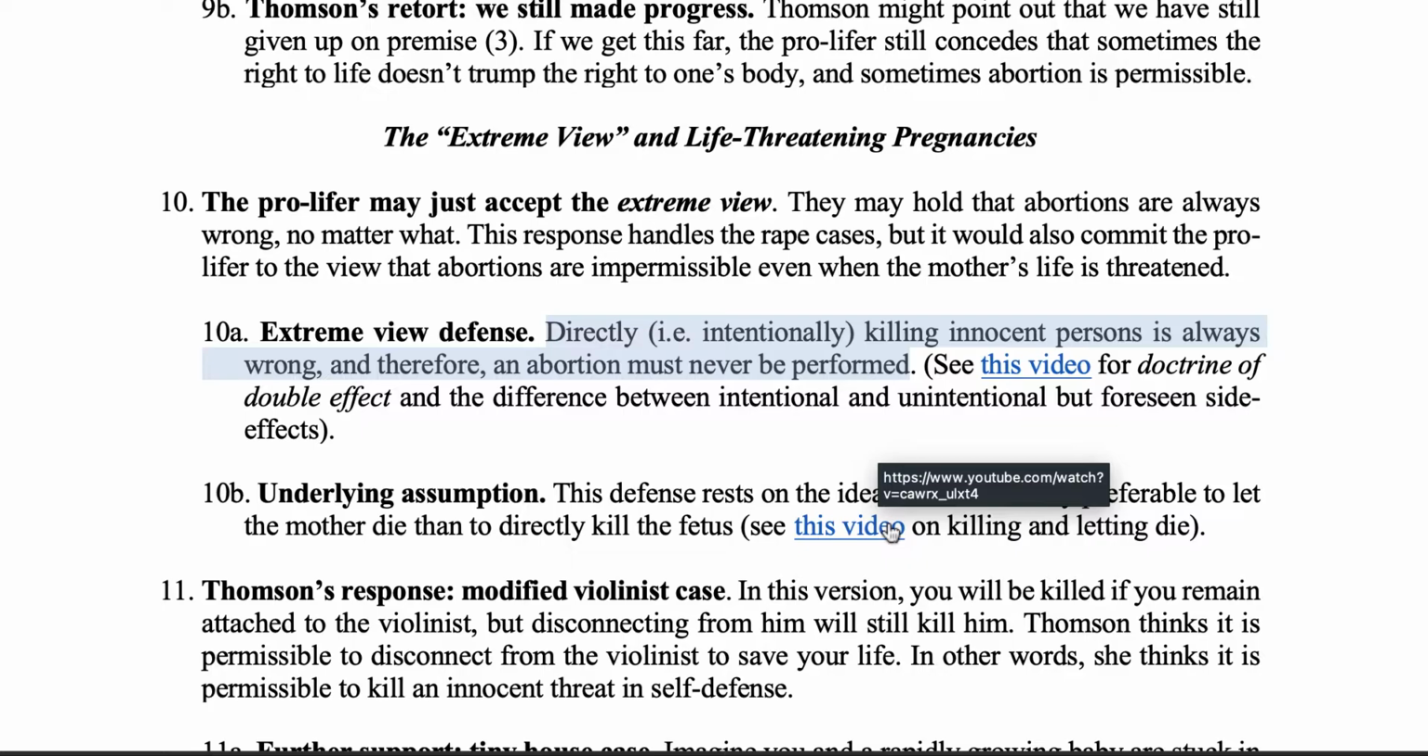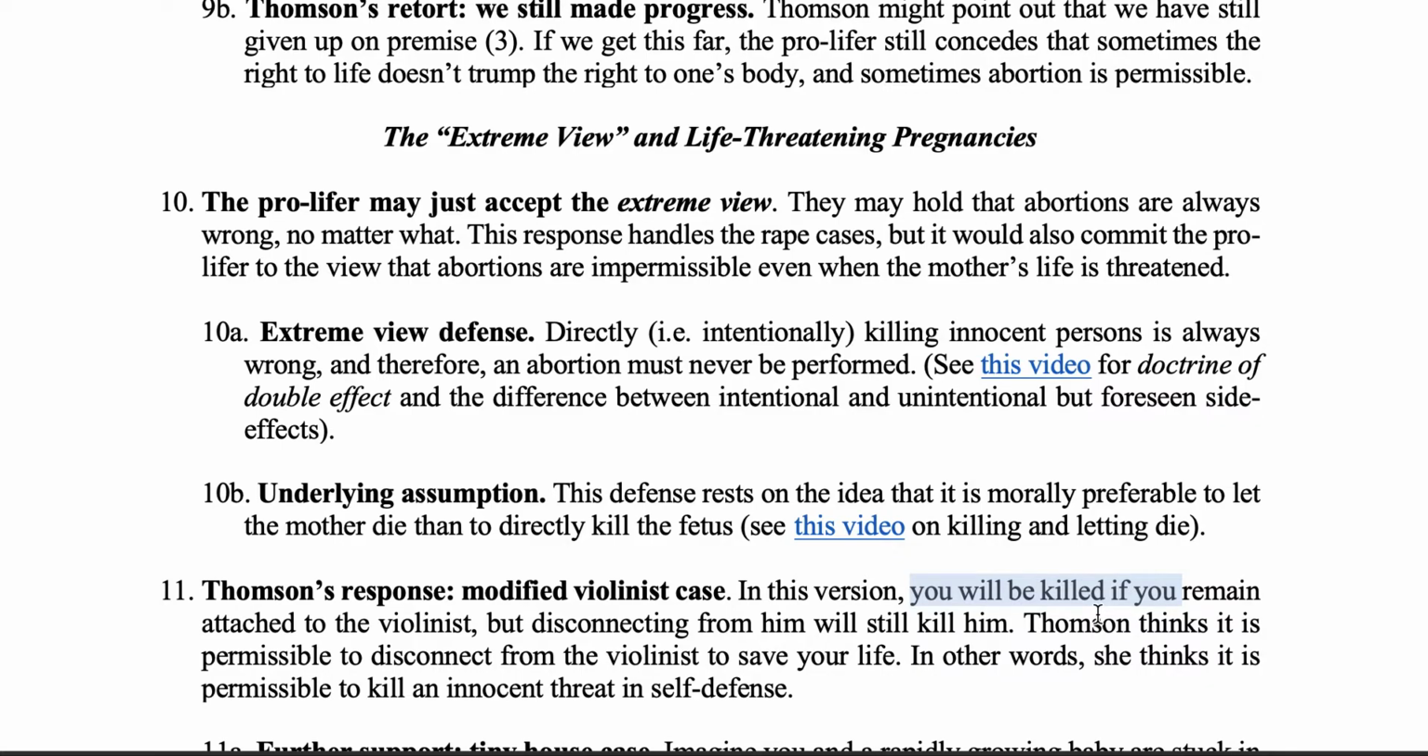But here's what Thomson's response is. She's like, okay, well, let's just modify the case and see. If you think the first case worked, or thought it was intuitive, then here's a different case. In this version, same setup. You're kidnapped by the Society for Music Lovers, but this time, if you remain attached to the violinist, you will be killed. Disconnecting from him will still kill him, but this time you will die if you remain attached. Okay, so now it's kind of like a you or him thing.